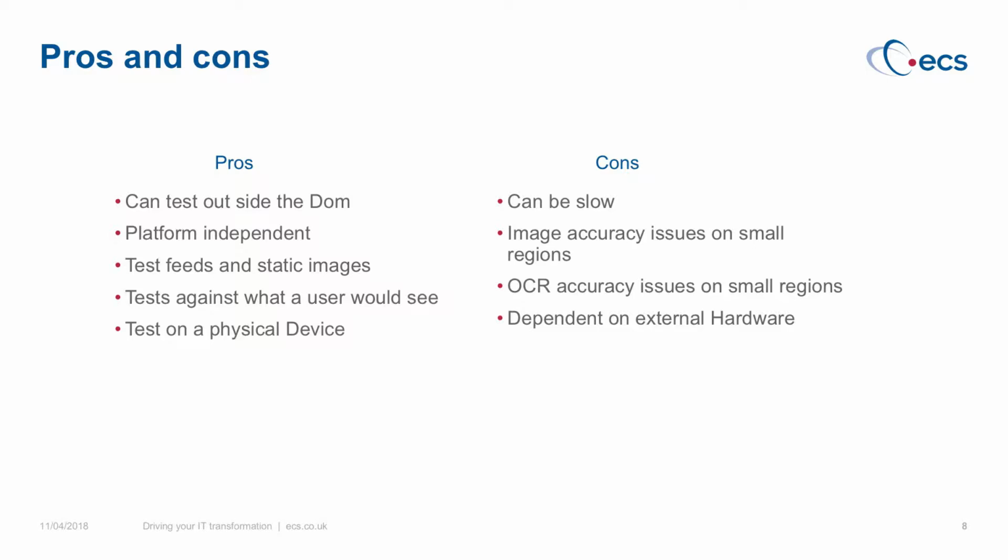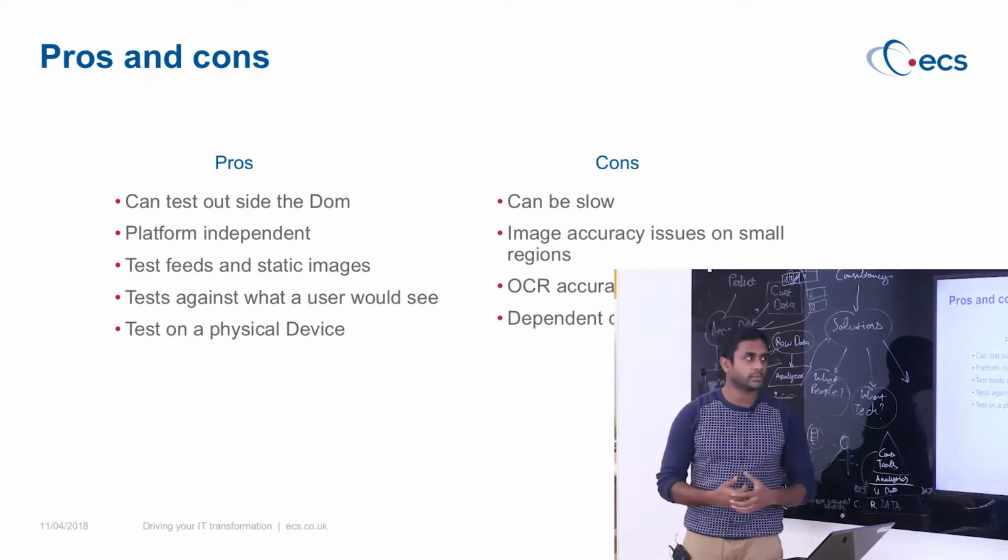Image accuracy issues on small regions. So there were occasions where you had to deal with small thumbnail images, and also overlay images. Like for example, if you're watching a program that has a guidance rating, it will have a little G in the corner. And verifying that that G is present can be tricky when you're dealing on such a small scale. So there were performance issues in that way.